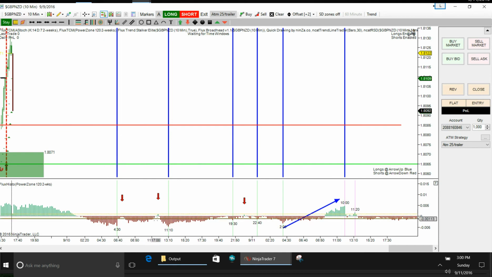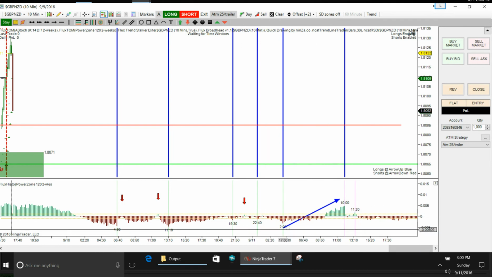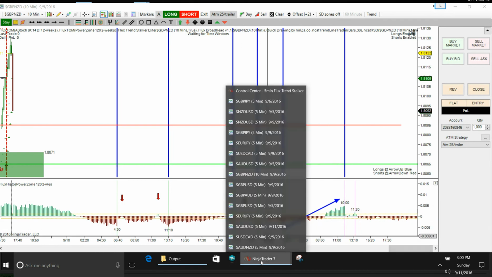And I have some arrows to alert me that it's going to be a push down to 11:10, 19:30, 22:40, and then 2 a.m. to 10 a.m. This might be the better trade right here, because I looked at the power zone, the bigger power zone. This looks like the better trade.